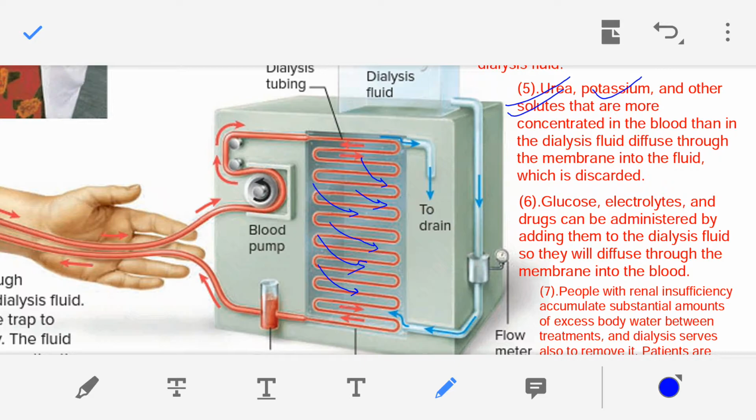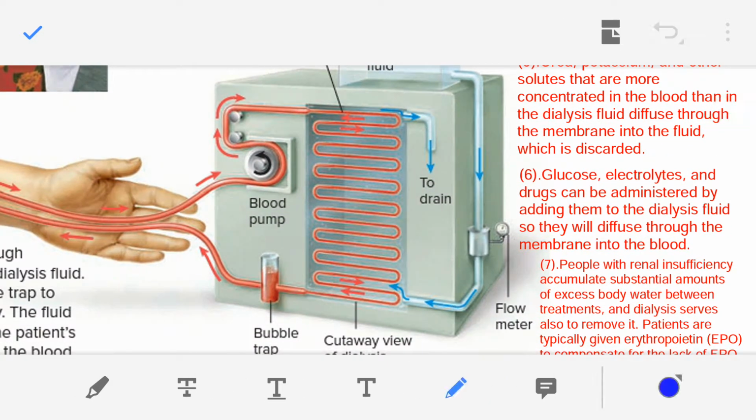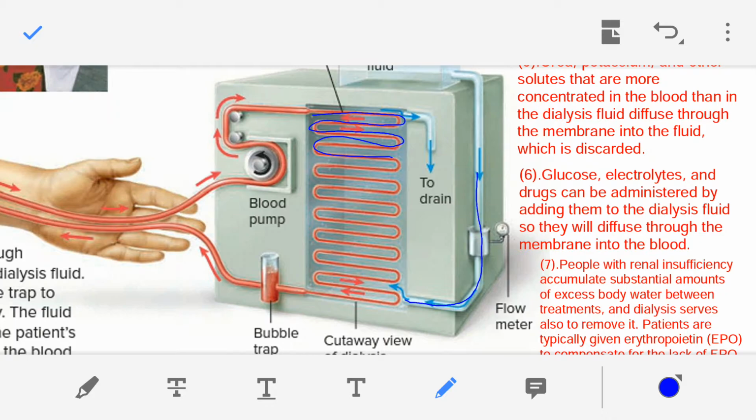And finally this dialyzing fluid, which has potassium, urea and all this waste material, is drained and discarded. Now when the blood is flowing in this tube, you can see over here the dialysing fluid is entering, and this dialysing fluid is running around these semi-permeable tubes.